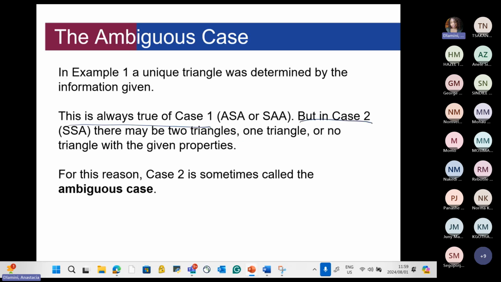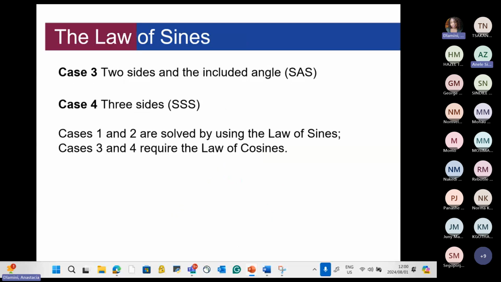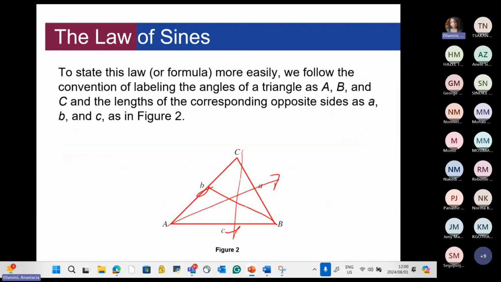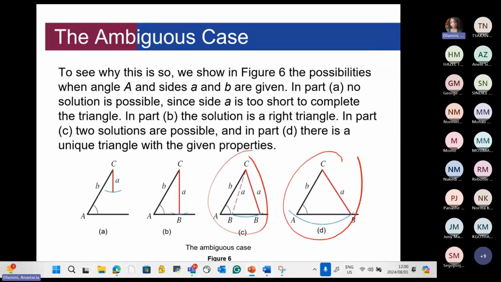But in case 2, where you are given a side and an angle, there may be two triangles. We saw that, right? We found two triangles. Or you find one triangle. We did find one triangle at some point. Or you find no solution, which is no triangle. That last case can be this one over here, where you have no solution possible.